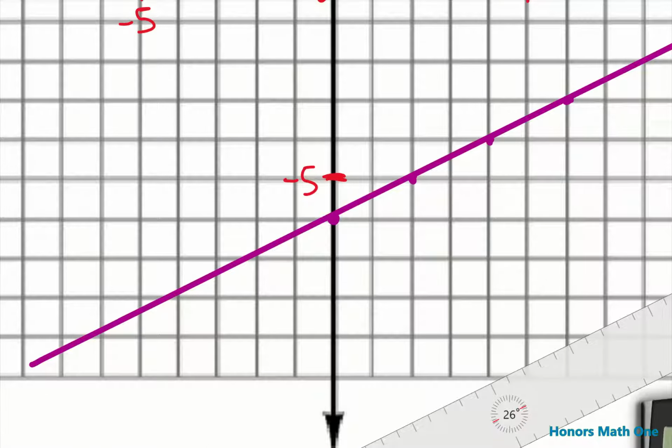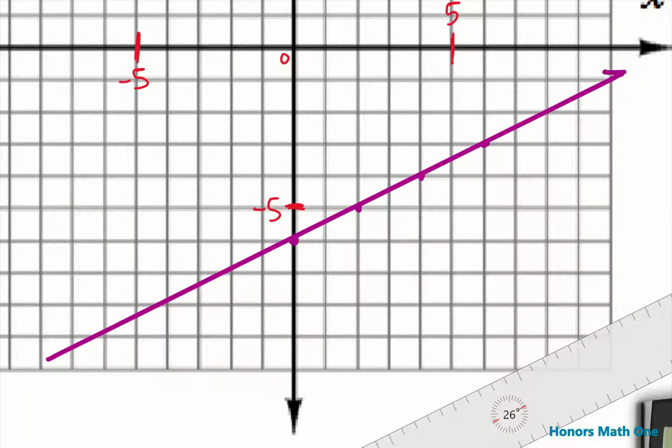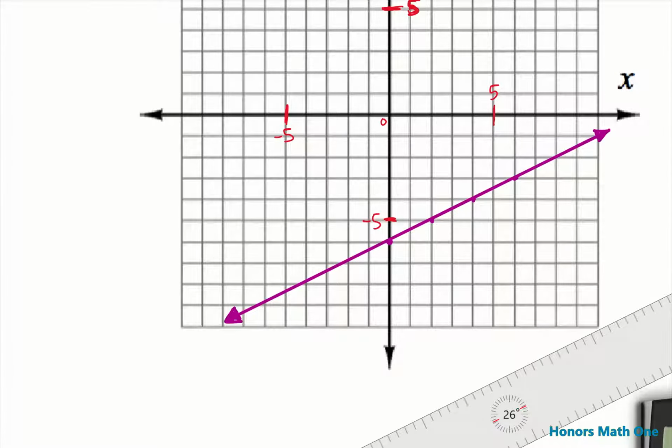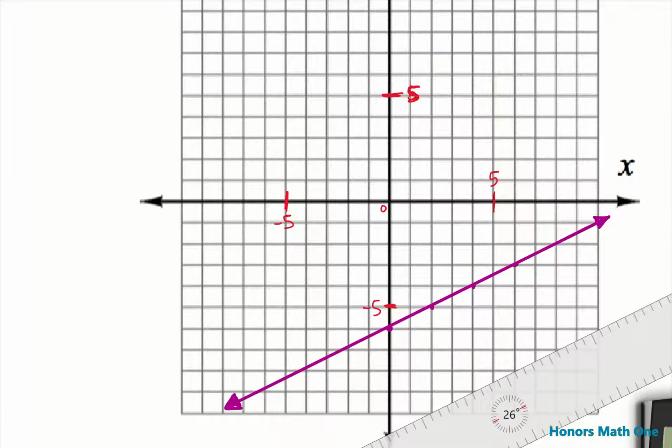So I have extended this line. The other thing I'm doing is putting arrows here to very cleanly communicate that this is an infinite object and it's just getting started here. It goes on forever in both directions. So that is the equation of the line y equals 1/2 x minus 6.